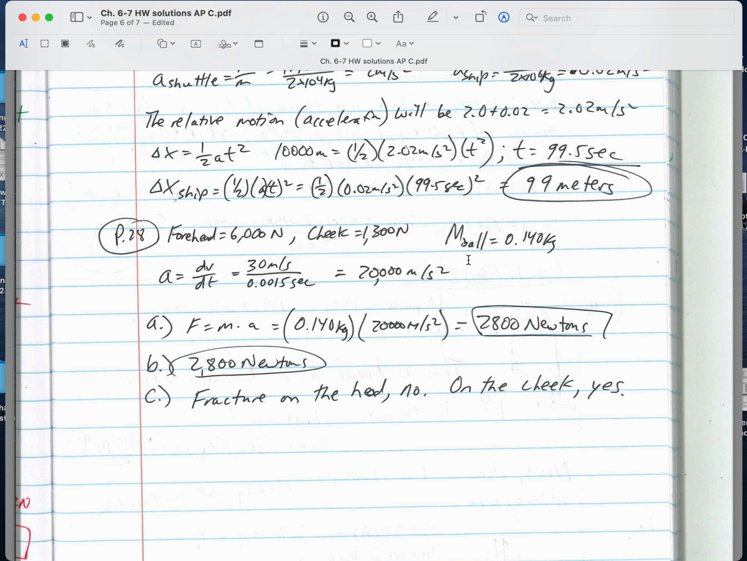So that's a magnitude of acceleration of 20,000 meters per second squared. So when you apply that with that mass, it's 2,800 newtons of force of the ball on the person as well as the person on the ball. So that would not fracture the head, but would fracture a cheek. So Jax, be glad he didn't get hit in the cheek.